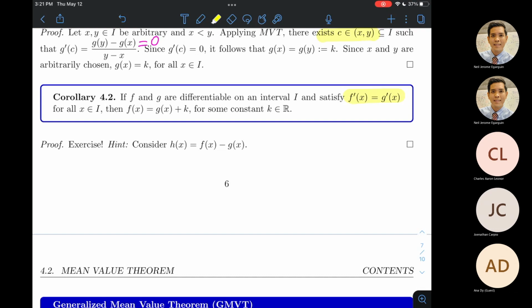They only differ by a constant all throughout the interval. Tapos ito yung ginagamit natin, ito yung dahilan kung bakit lagi tayong naglalagay ng plus c doon sa value ng integral. Okay? Kasi nga, sabi natin yung integral, siya lang yung antiderivative. So naghanap tayo ng function na pag dinifferentiate mo, ang sagot ay yung integrand.